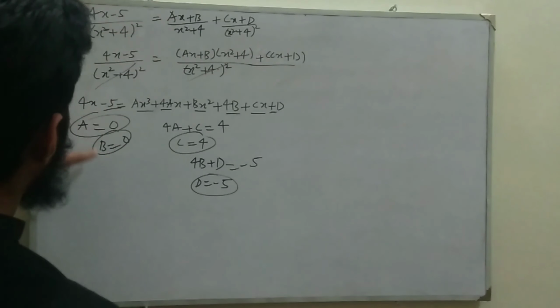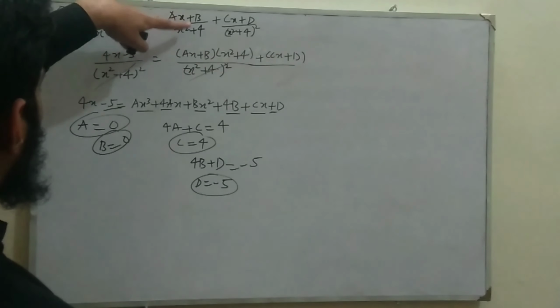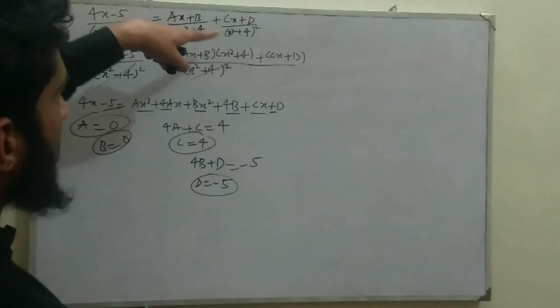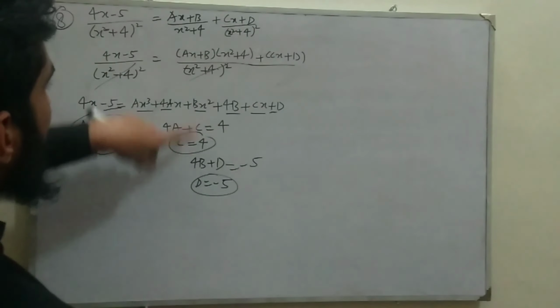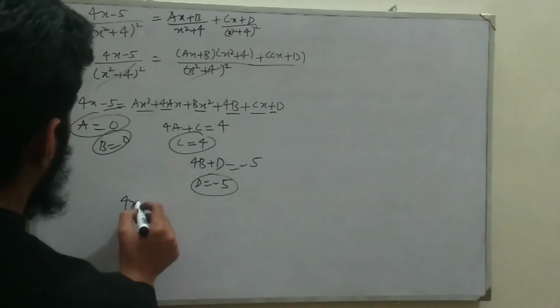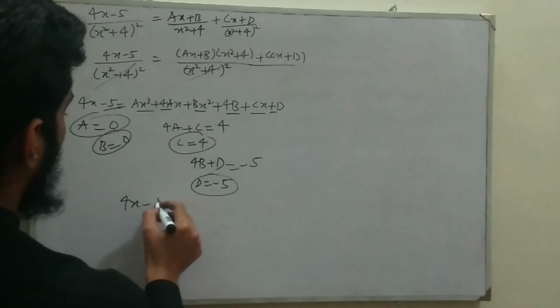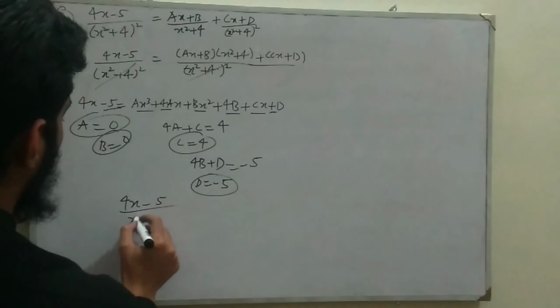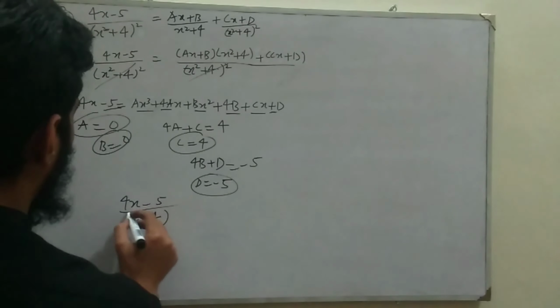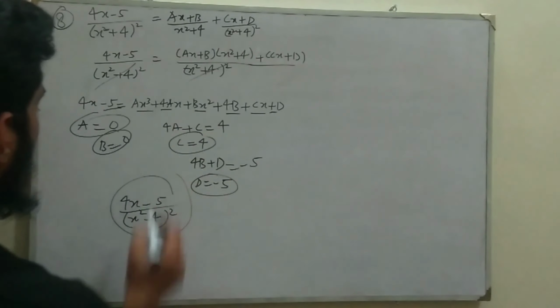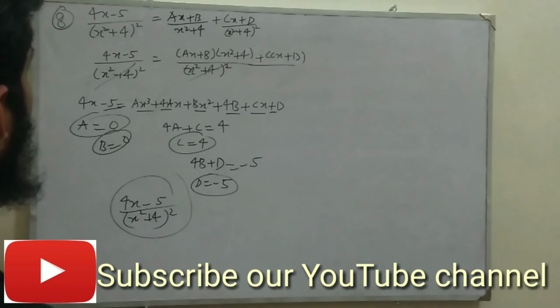So ax plus b, a is 0 and b is also 0, so 0 divided by something gives us 0, this whole term will be equal to 0. And cx plus d, c is 4 and d is minus 5, so 4x minus 5 divided by x square plus 4 whole square. So this is the required resolved partial fraction form.